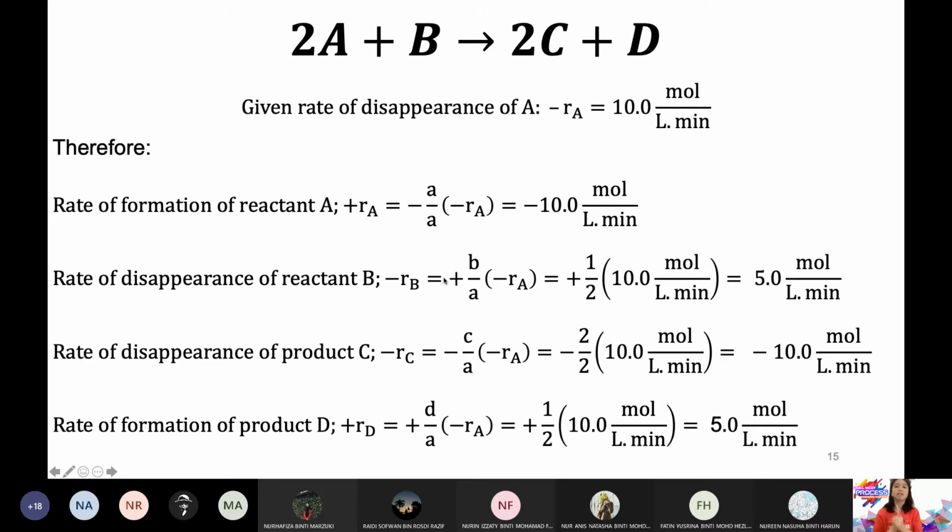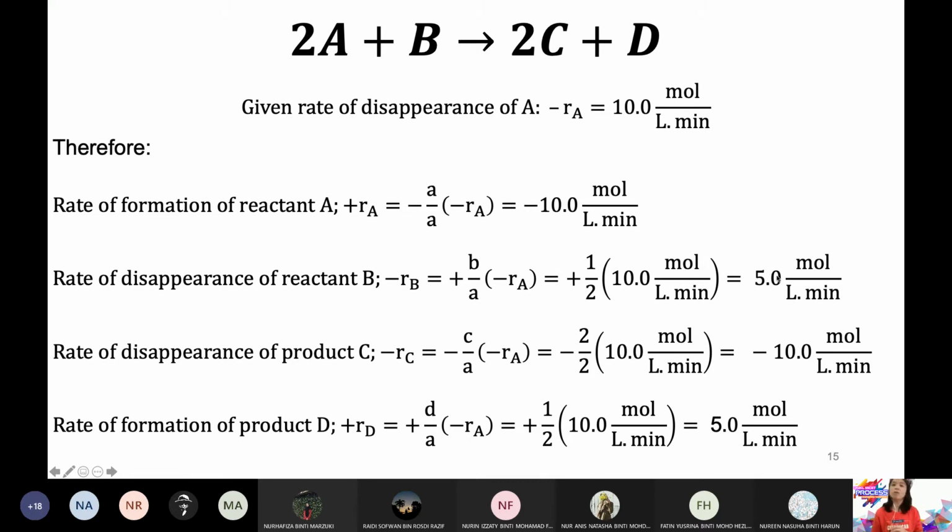But don't forget, multiply with the stoichiometric coefficient ratio, B per A. In this example, B is 1. Tak tulis 1 pun dah faham dia 1. A, stoichiometric coefficient for A is 2. So it become 1/2 multiply with minus RA. Soalan diberi minus RA adalah 10. So maksudnya negatif RB adalah 5. Sebab 10 minus RA darab dengan B per A half.